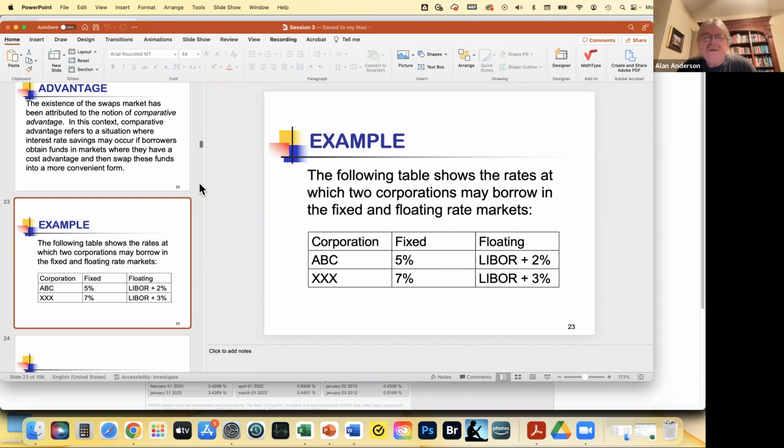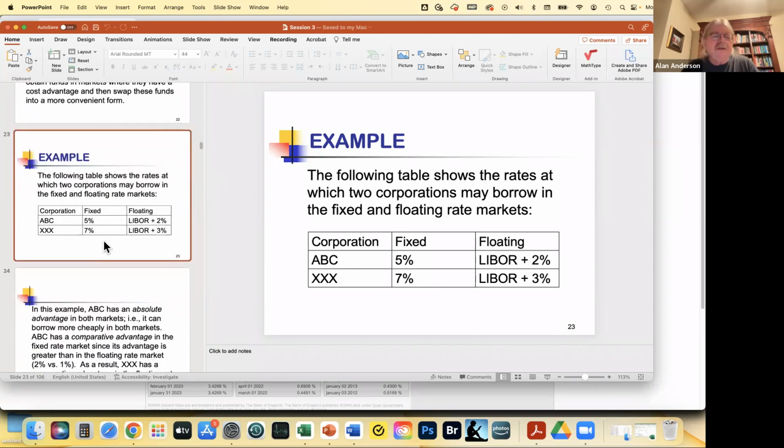So in economics, we say that ABC has a comparative advantage in the fixed market, and XXX has a comparative advantage in the floating rate market. In other words, their disadvantage is smaller in the floating rate market. So ideally, XXX should borrow in the floating rate market, and ABC should borrow in the fixed rate market. So let's just say that that's exactly what they do.